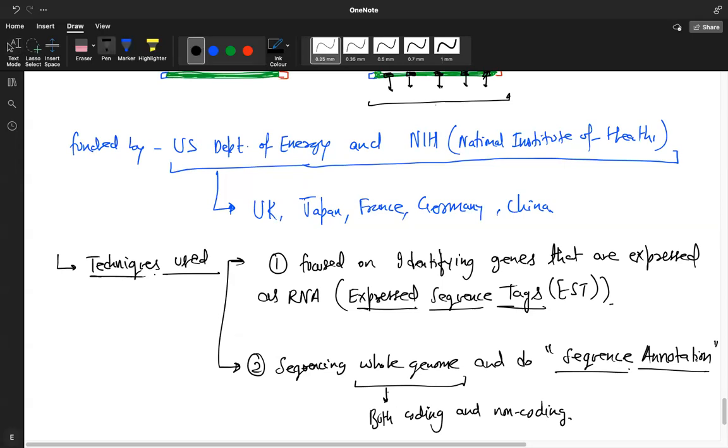Now, how was it done? To do it, you have to just remove the total DNA from the cell and then convert it into fragments, because sequencing a big DNA, which is a very long polymer, it is not possible. It is technically limited. Okay.